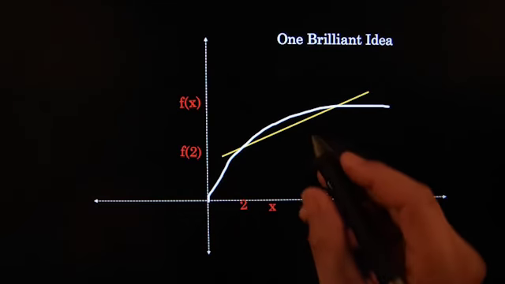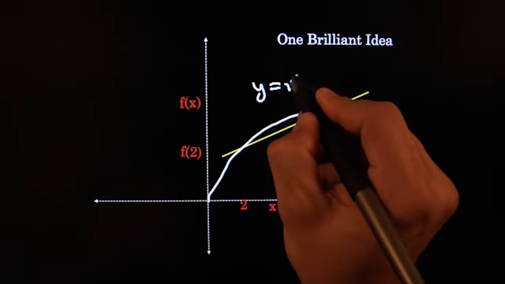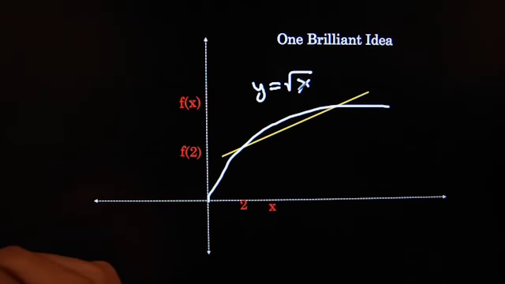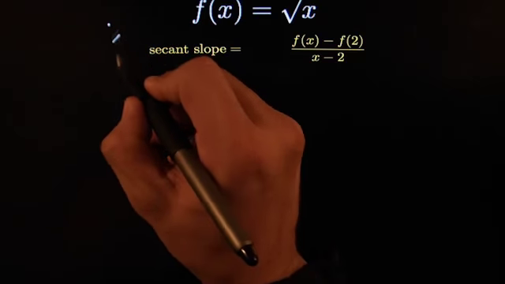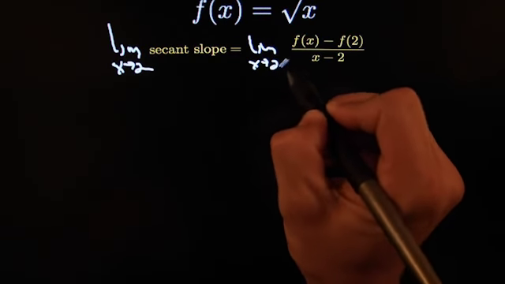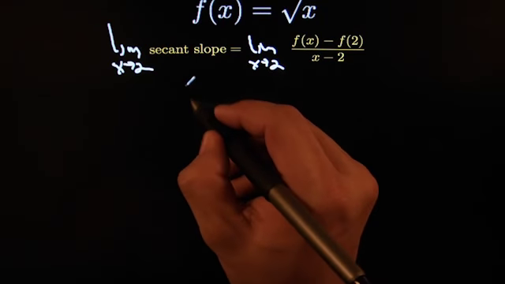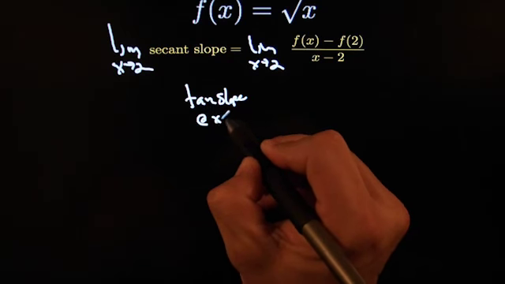I want to step it up a notch or two. What if you have some other function such as y is equal to the square root of x? Could you do it? I don't know. See, you would take the limit as x goes to 2, and then you'd get to work. This would be your tangent slope at x equals 2.